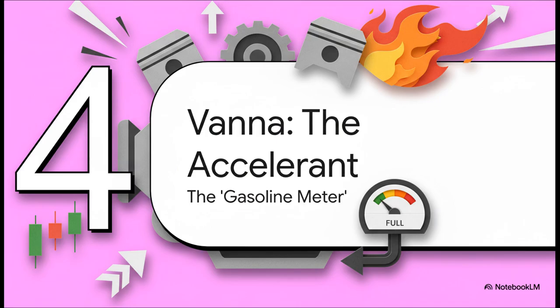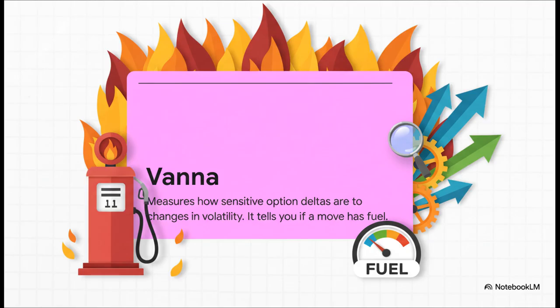But what if we could add one more layer to this? You know, like an accelerant that tells us just how much fuel is behind a potential move. Well, let's talk about Vanna. Vanna is our gasoline meter. In simple terms, it measures how dealer positions are affected when volatility itself changes. Basically, it tells you if a rally has the fuel it needs to keep going, or if a sell-off has enough gasoline to turn into an absolute fire. Is the move for real, or is it running on empty?